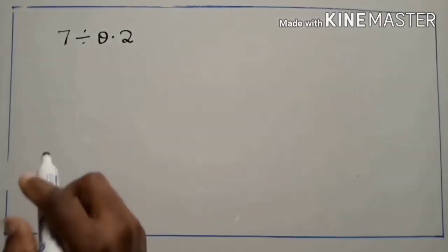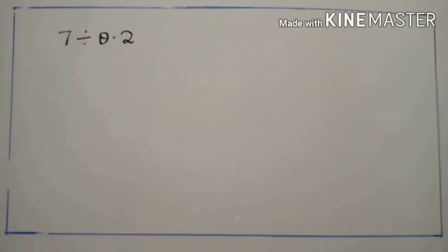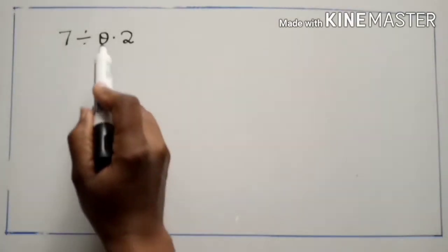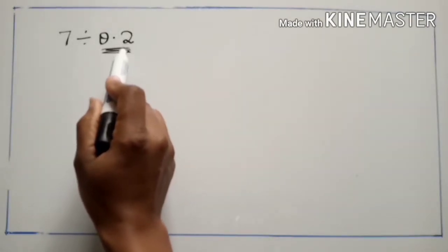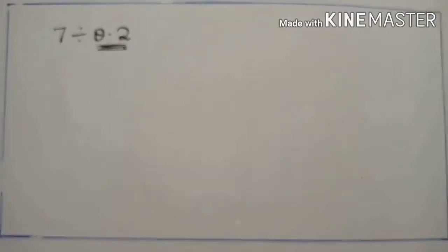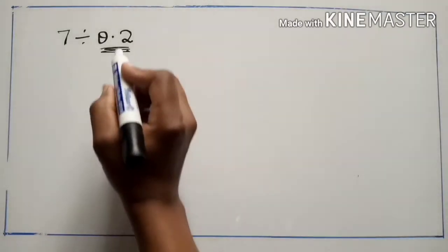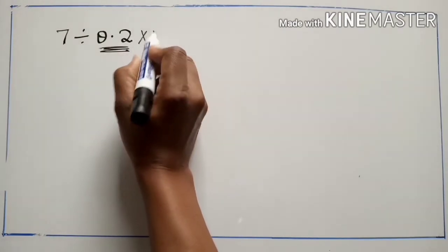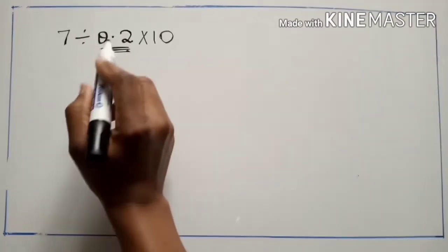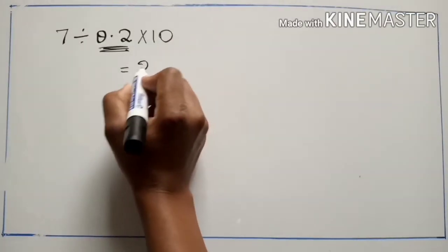Now, the first thing we need to do is always change our divisor, in this case 0.2, to a whole number. We are going to start by changing the divisor to be a whole number. And for us to do that, we are going to multiply this 0.2 by 10. So we say 0.2 times 10 is 2.